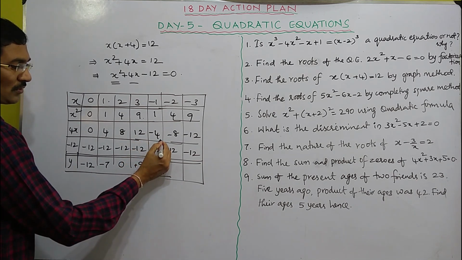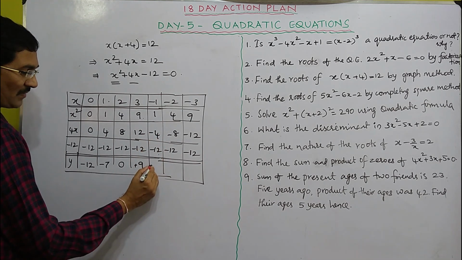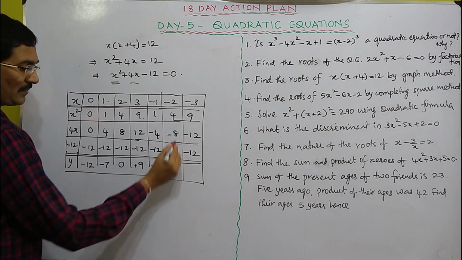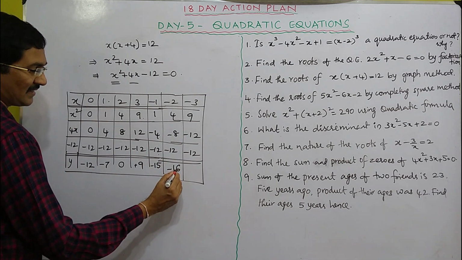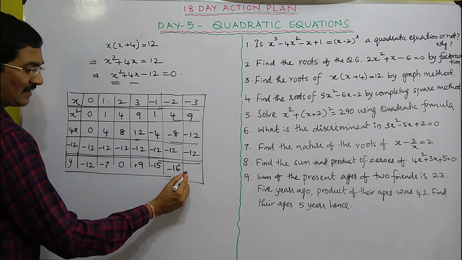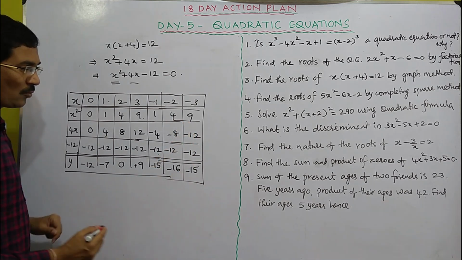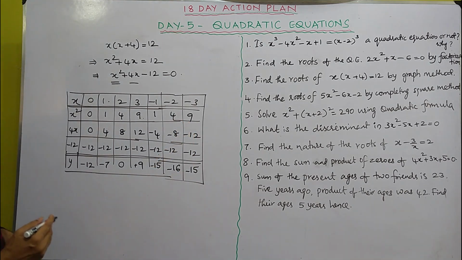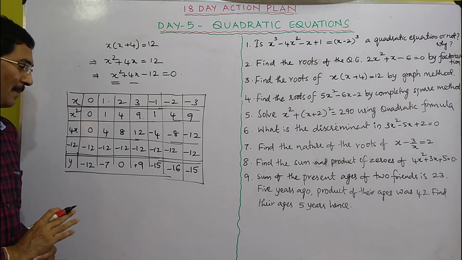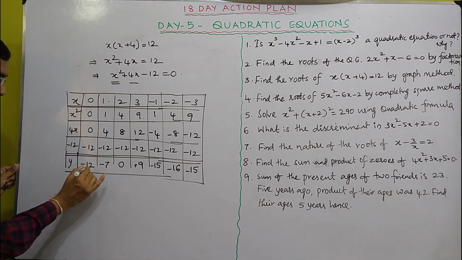Minus 12 minus 4 is minus 16. Plus 1 is minus 15. Minus 12 minus 8 is minus 20. Minus 20 plus 4 is minus 16. Minus 12 minus 12 is minus 24. Minus 24 plus 9 is minus 15. Now this is all we have. So as discussed, what happens? Let us see. We will take up all these values, starting with 0, minus 12.